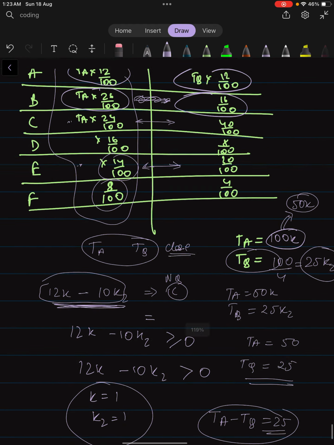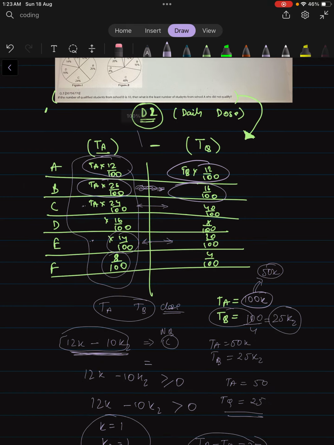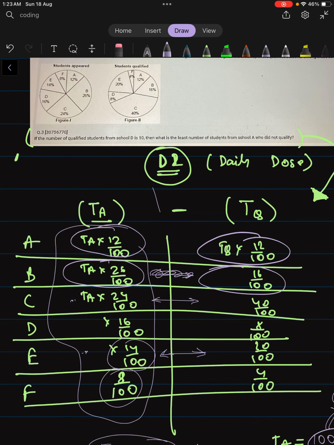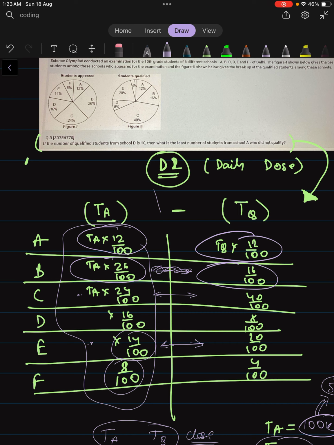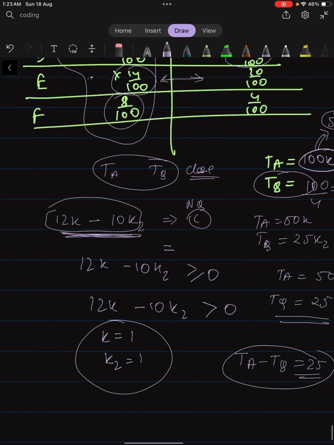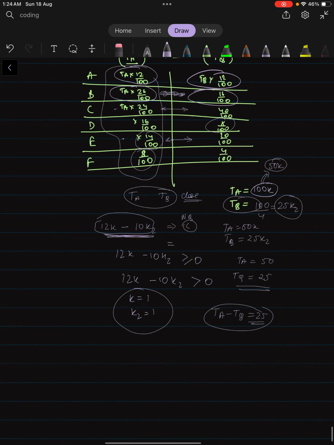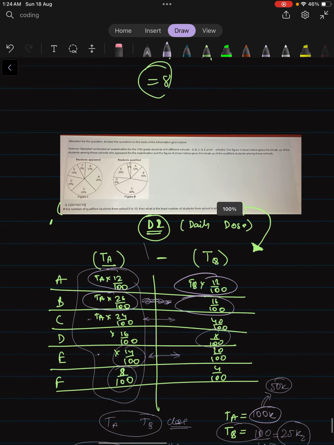Now coming back to this question, because this is an extrapolated version of this question, this is the next part of it: the number of qualified students from school D is 10. So let's say that 8 upon 100 into 25k2 is 10. What can we assume? We get that k2 is 5. From this we get 125 to be the value of TQ. Great. Okay, so this is given.